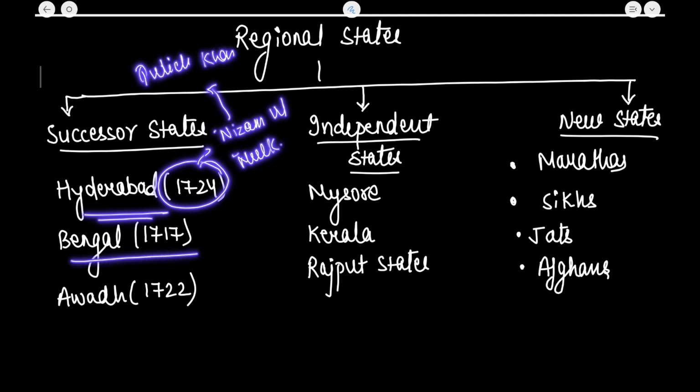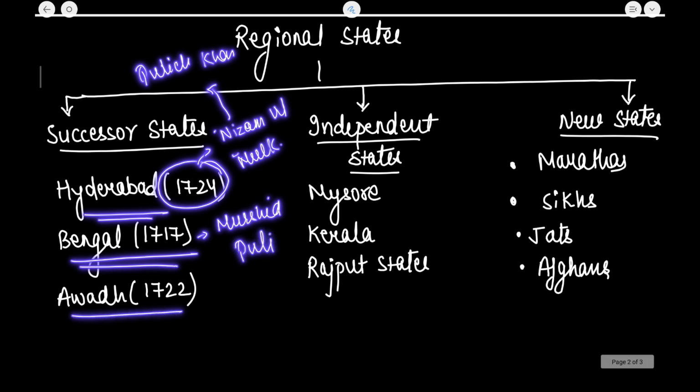Then came the state of Bengal, which was established in the year 1717 by Murshid Quli Khan. And then the state of Awadh came into prominence in the year 1772, which was founded by Sadat Khan. And the other name of Sadat Khan was Burhanul Mulk.